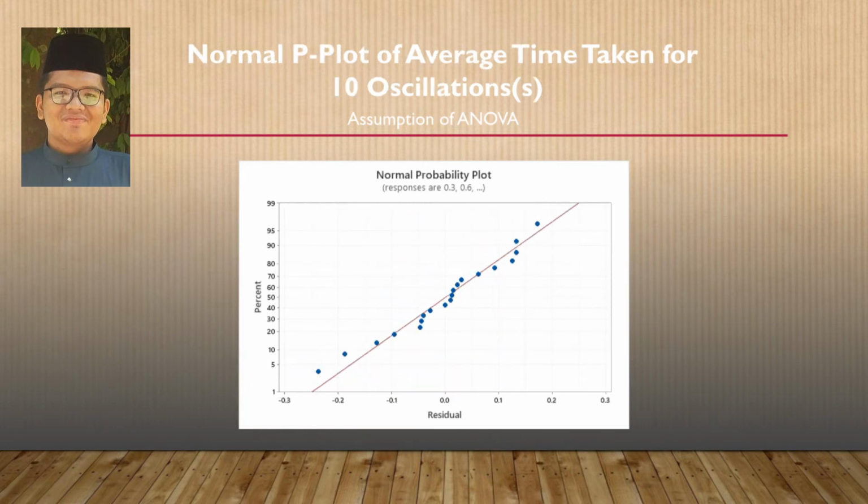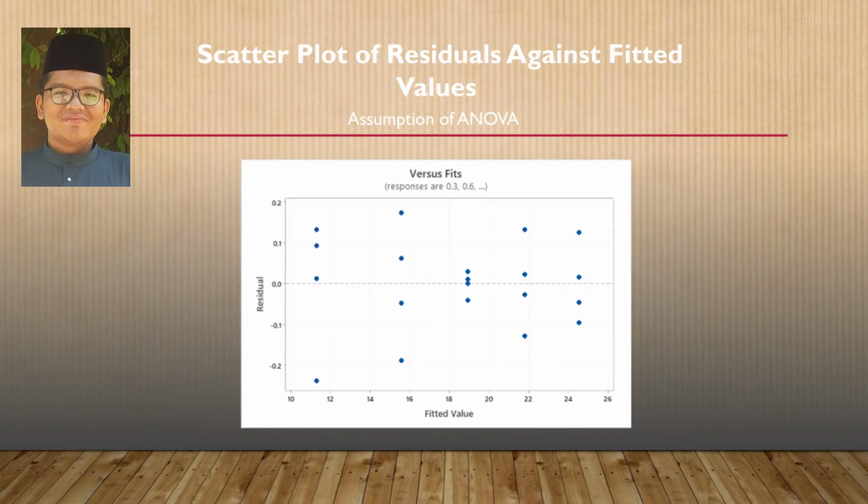For the next assumption, the normality assumption, we use the normal probability plot of average time taken for 10 oscillations. From the plot, we can see that the normality assumption is met since points are plotted in a straight line at the center. And last but not least, for homogeneity of variance, we use a scatter plot of residual against fitted value. From the scatter plot, we can see no pattern shown and the residuals are scattered randomly around 0. So we can conclude that the errors have constant variance.